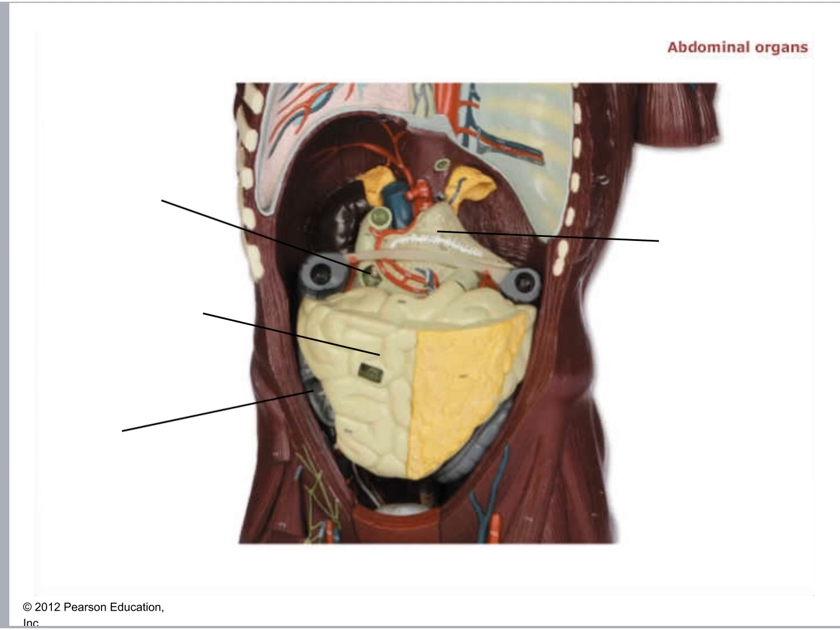All right, so first up, that first line is pointing to the colon. It's also known as the large intestine. This is also the cecum. So it's the large intestine, it's the cecum, it's the colon, all the same thing.